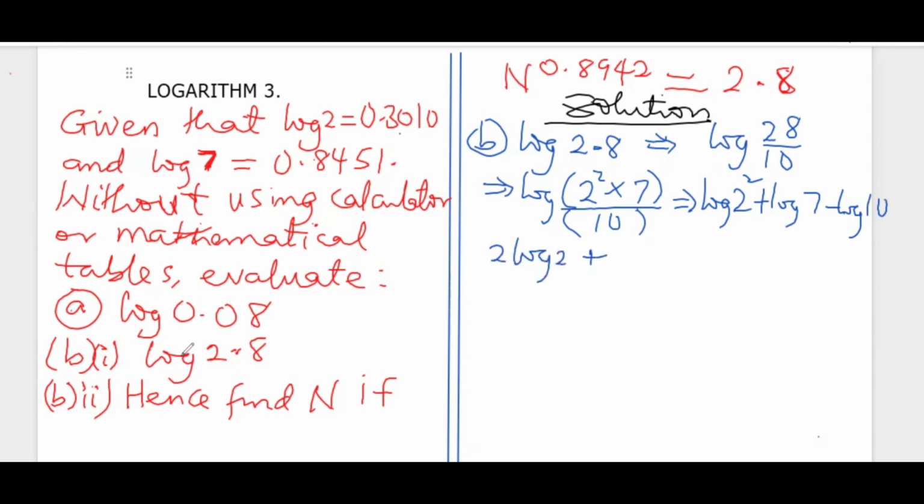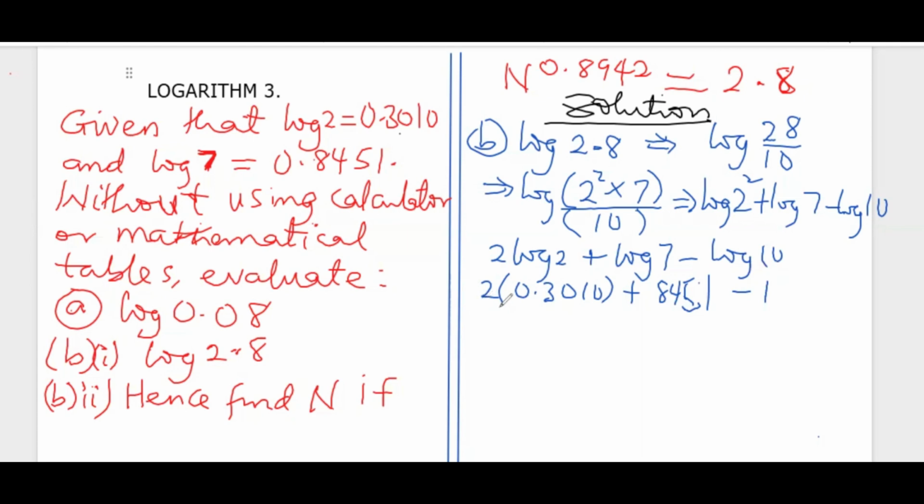So moving the power to the back, you have 2 log 2 plus log 7 minus log 10. Which later gives: log 2 from here is 0.3010, plus log 7 is 0.8451, then minus this one, which means log 10, and without a base means base 10. Log 10 base 10 is 1.